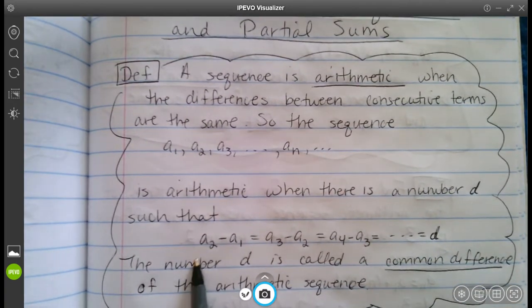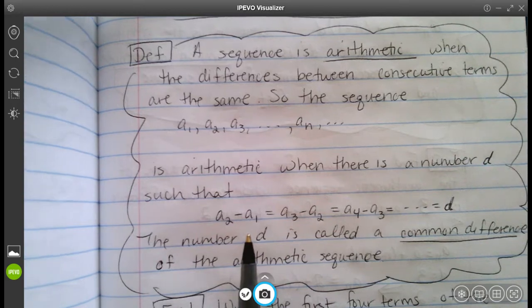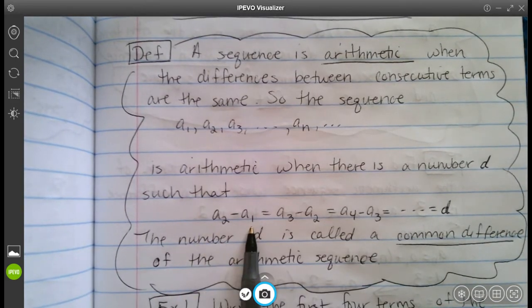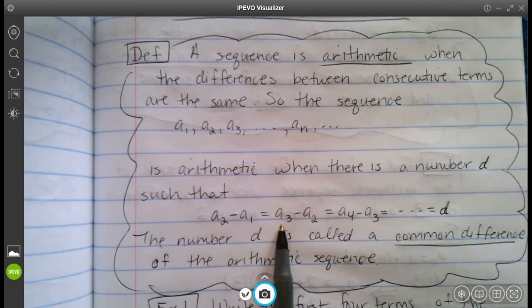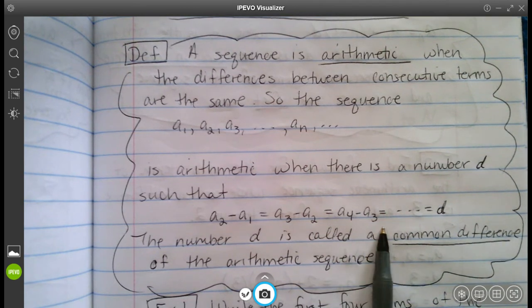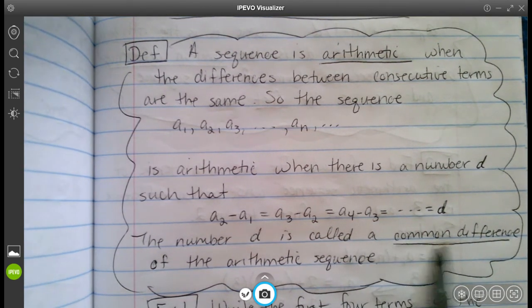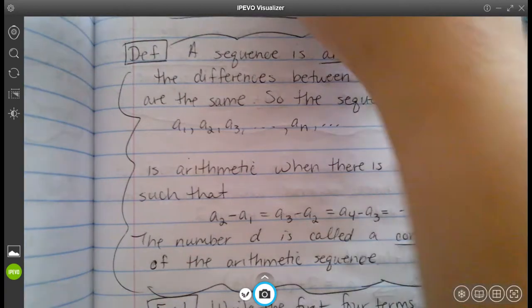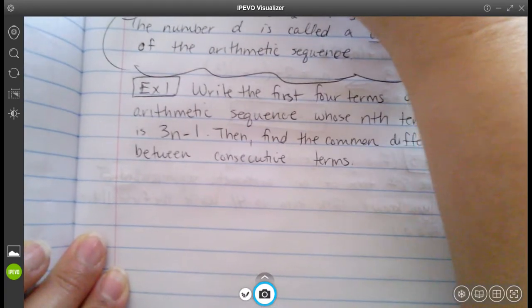It tells you here, with a little more math terminology, that the second term minus the first term is the same as the third term minus the second term, and so forth. This is called the common difference of the arithmetic sequence. So let's go right into it. This is a pretty simple section.